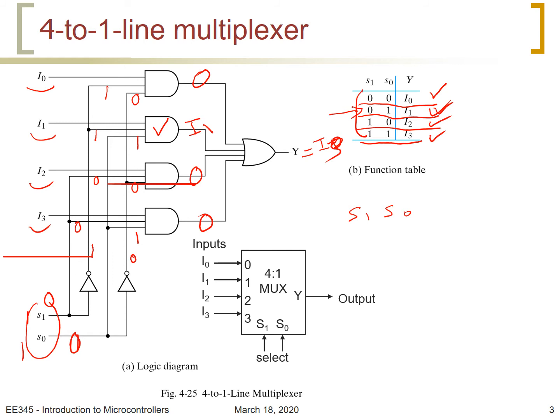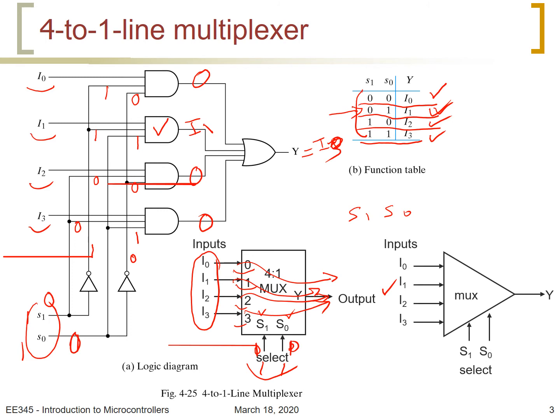We can draw it also as a block diagram, as we see here, where the inputs I0, I1, I2, I3 are at the left-hand side, and they go respectively to inputs 0, 1, 2, and 3 of the multiplexer. The selection lines here we call S1, S0, where S1 is the most significant and S0 is the least significant, and this is the output Y. So if these are 0, 0, input 0 will appear at the output. If these are 0, 1, input 1 will appear at the output. If these are 1, 0, input 2 appears at the output. And if these are 1, 1, input 3 will appear at the output.